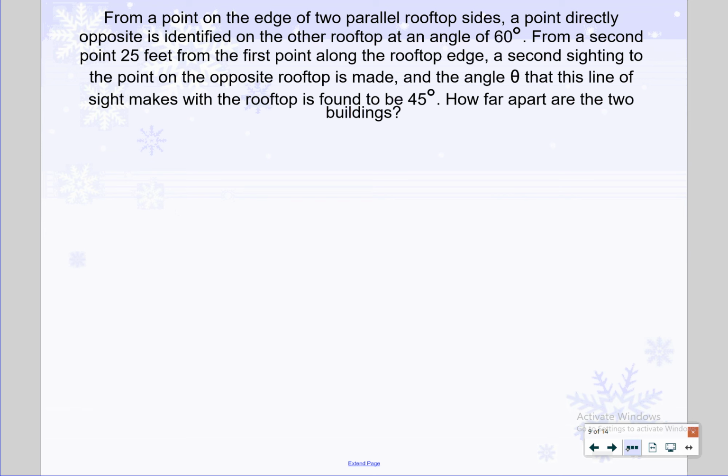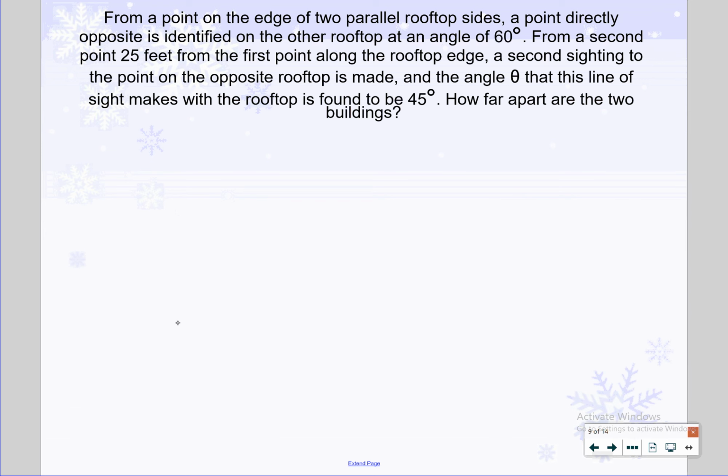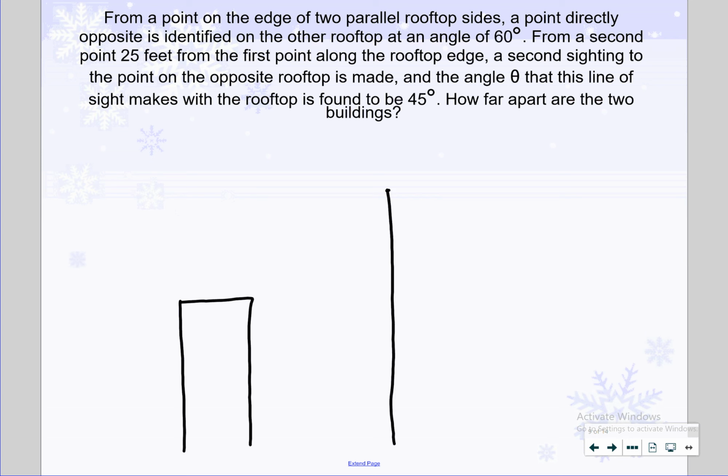Okay, so the main reason we're doing this problem is it's kind of a tricky picture to draw to see the triangles. All right, so we have two buildings. And on the shorter building, somebody's looking up at the taller building. Okay. We're trying to figure out how far apart the buildings are. So ultimately, that's our x at the bottom there.